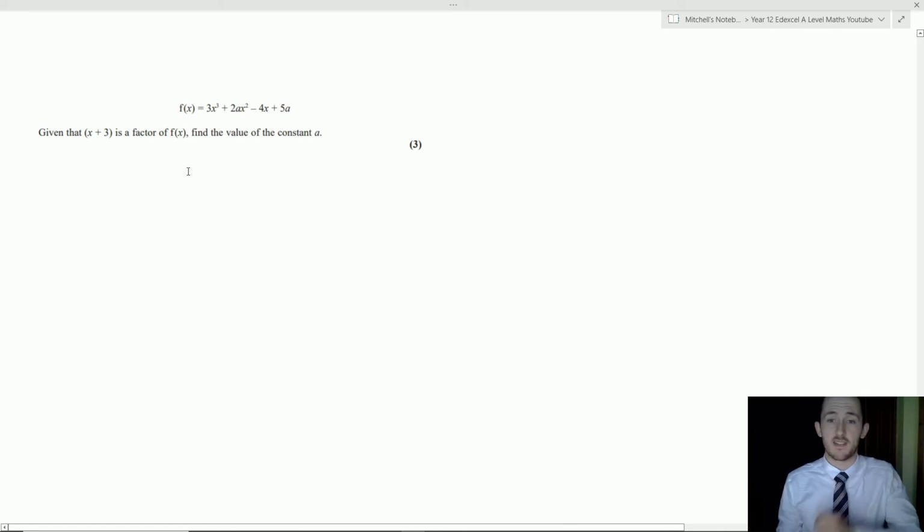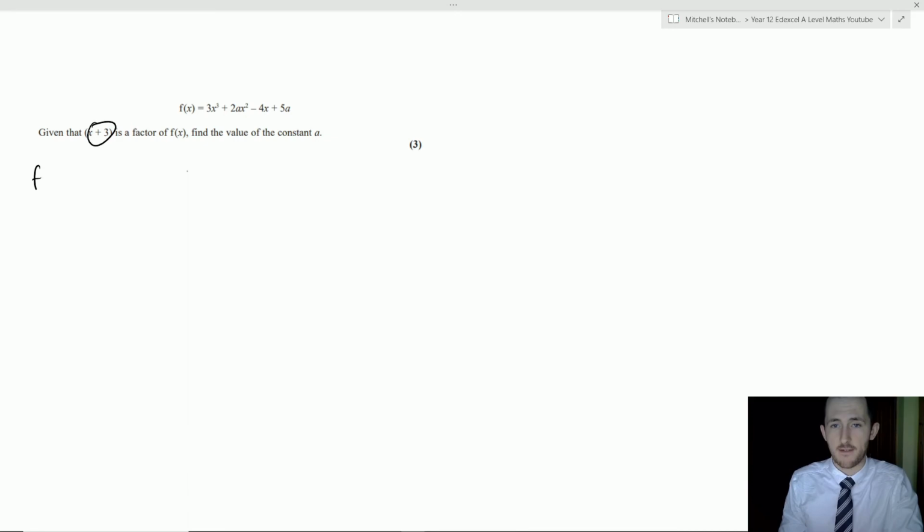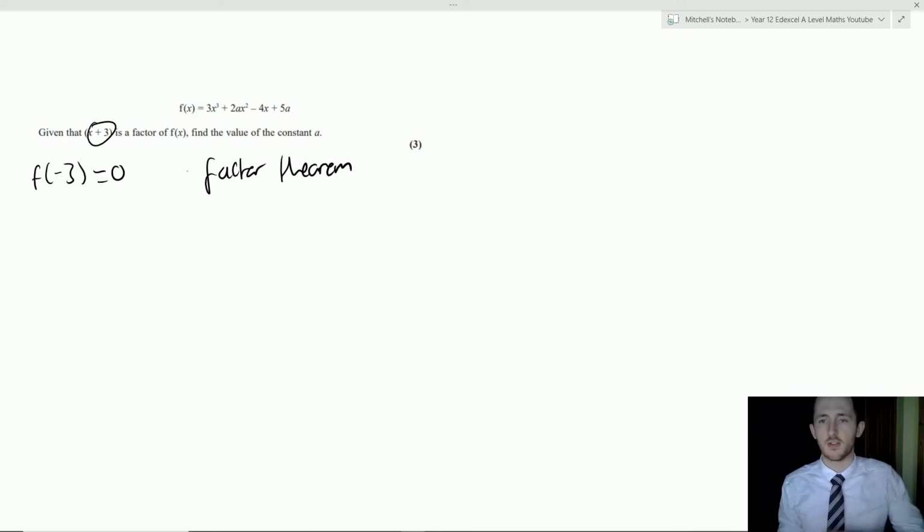And this question actually isn't that bad. So if x plus 3 is a factor, then that means f of minus 3 equals 0. And that's due to the factor theorem. Okay? So if anyone asks you what the factor theorem is, you should know how to explain it. So let's use that information.